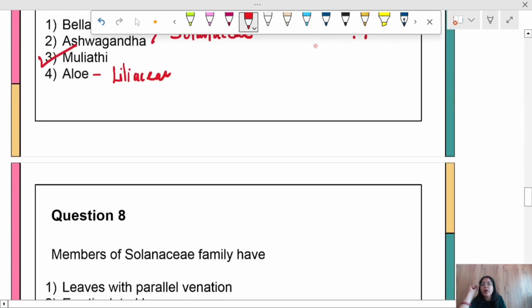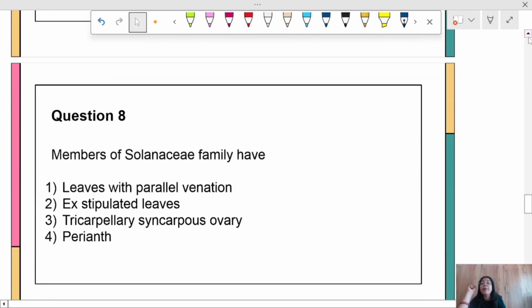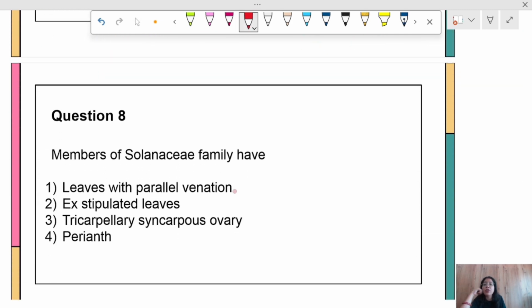Okay. Now, members of Solanaceae family have some specific features. Can you tell me at least 4 unique features of this family? Please write in the comments if you know. Okay, Solanaceae family, the very important features which are not shown anywhere else, which are actually very much special to Solanaceae. Those features are there, please write it.